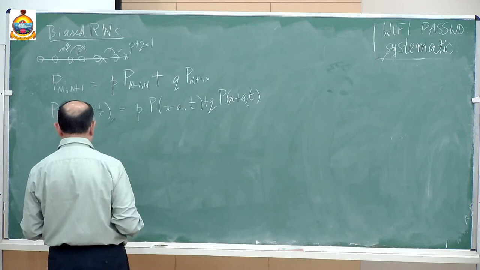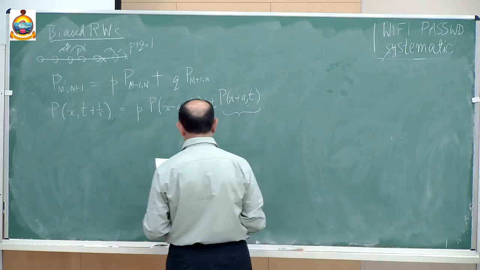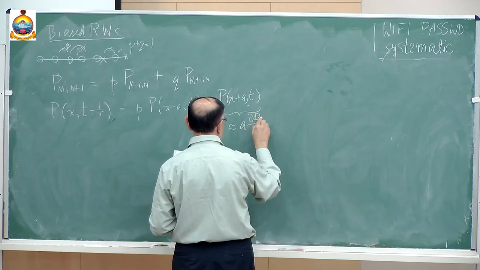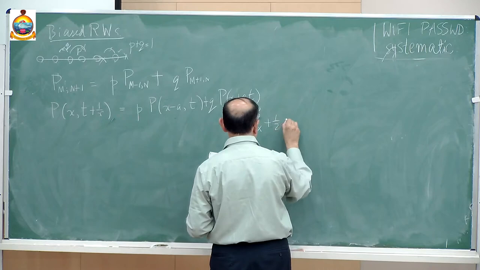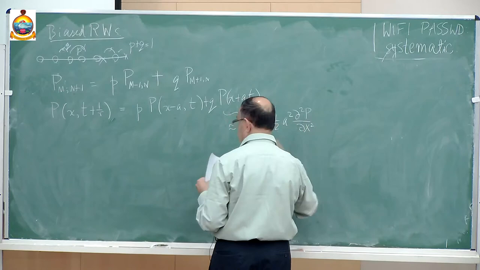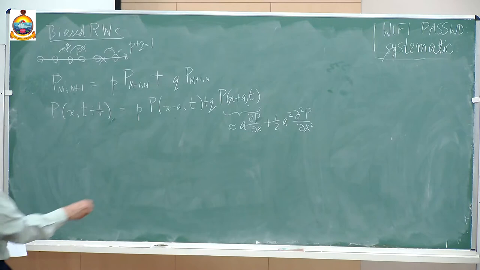For instance, I'll expand each of these terms to second order. This would become, I'm going to write this as a dP by dx plus 1 half a squared d2P dx squared, and stop there. So is it clear what I'm doing? Similarly I'll do something for that, and then I'll add the two, at which point I'll get the equation.